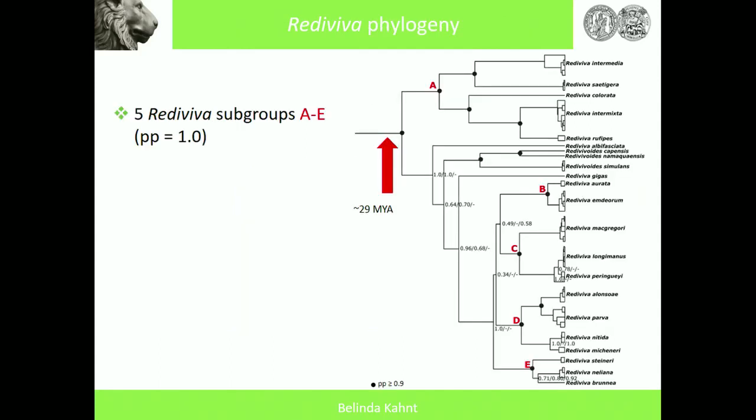What we found was that we have five strongly supported subgroups in Rediviva, which are given here in red letters, and which were supported in all three different analyses that we did by a really high posterior probability of one. And when we dated the origin of the whole Rediviva clade, it was inferred to be around 29 million years ago.